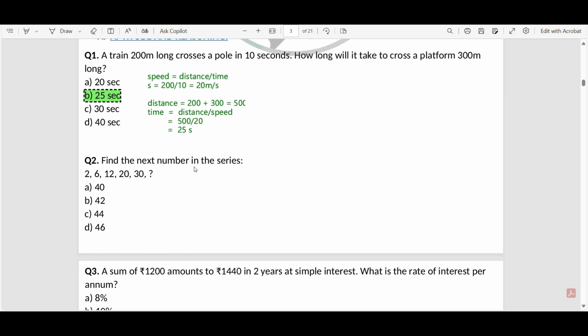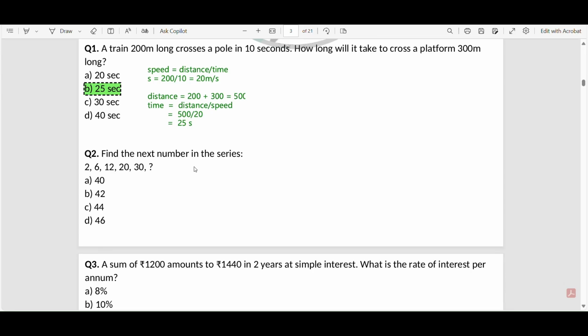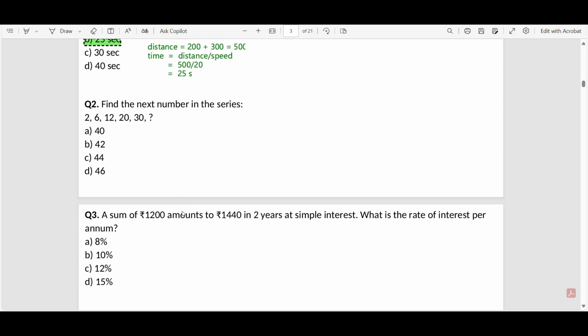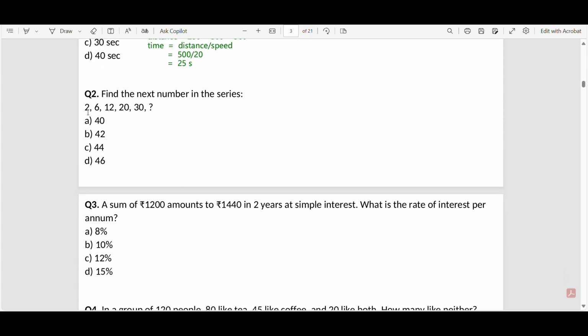The next question will be: find the next number in the series. We have 2, 6, 12, 20, and 30. So here we have to find the next number in the series.